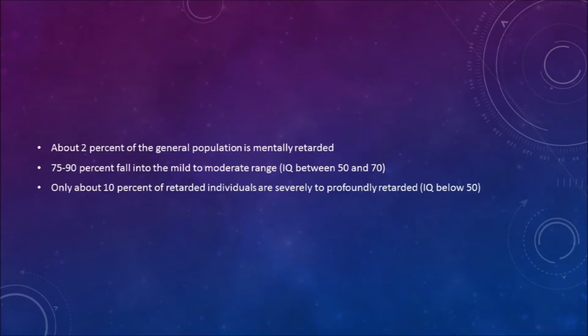Roughly 2% of the population is mentally retarded. By far the largest number of people classified as retarded, about 75 to 90%, fall in the mild to moderate range, an IQ between 50 and 70. Only about 10% of retarded individuals are classified as severely to profoundly retarded, an IQ below 50. Many are diagnosed early because of obvious neurological or medical symptoms. Wide-set eyes, flattened facial features, and stunted body shape characterize individuals with Down syndrome, a genetic disorder most frequently caused by an extra chromosome 21.